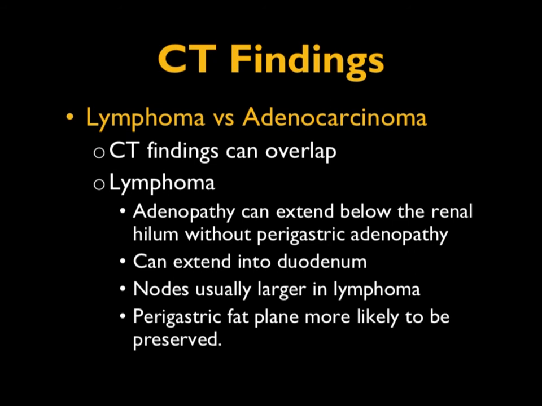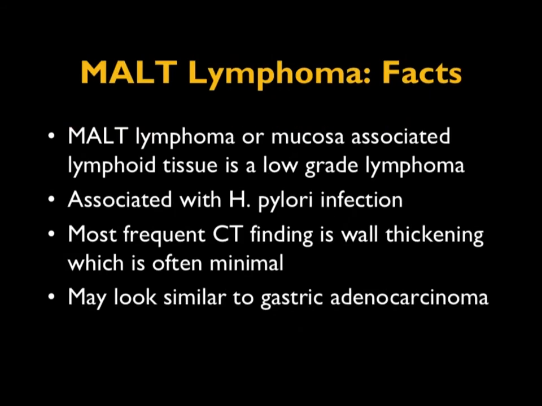We talk about adenopathy, and typically we like to say that with lymphoma it's bulkier and extends beneath the level of the renal hilum. But as I showed you, in some cases with adenocarcinoma, you can also see fairly bulky adenopathy. With patients with lymphoma, tumor can extend from the antrum of the stomach into the duodenum. That would be relatively uncommon with adenocarcinoma. We spoke about MALT lymphomas, again associated with H. pylori infection. And with MALT lymphomas, at times it can be difficult to separate from adenocarcinoma.